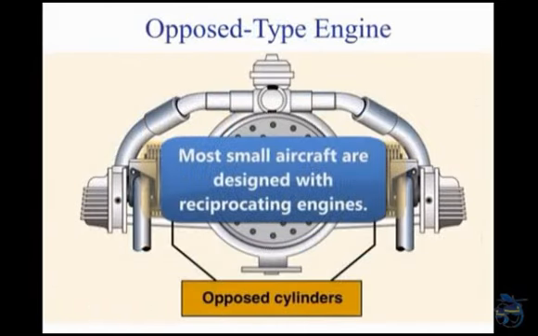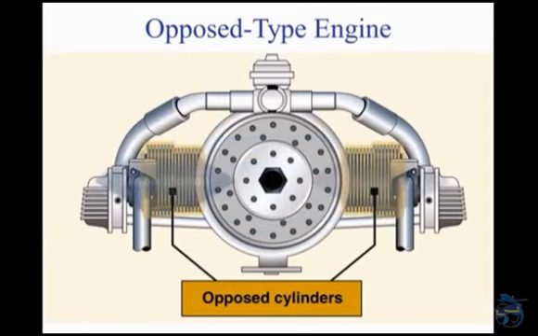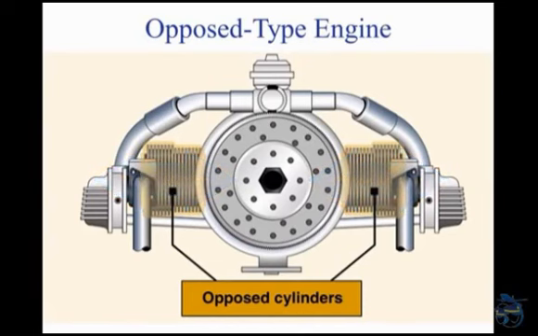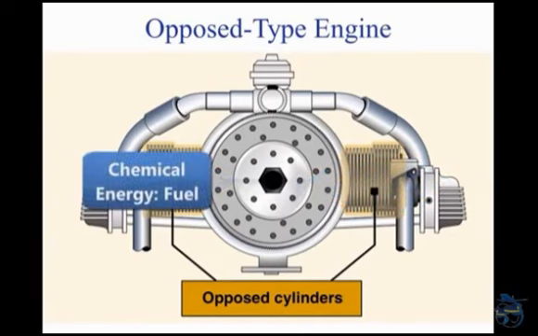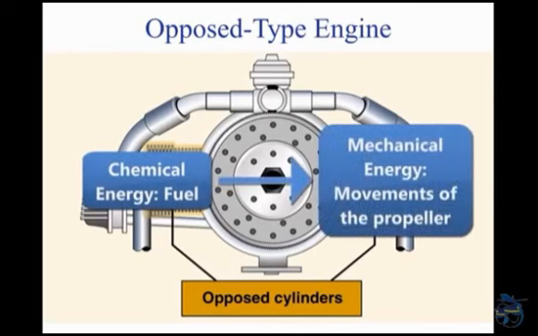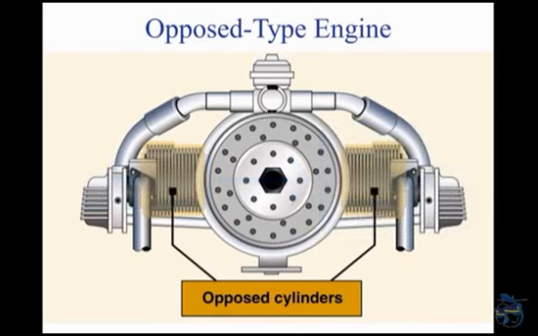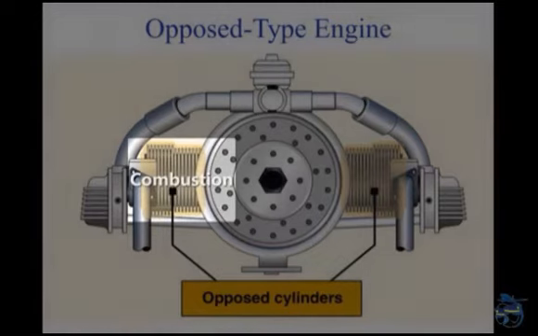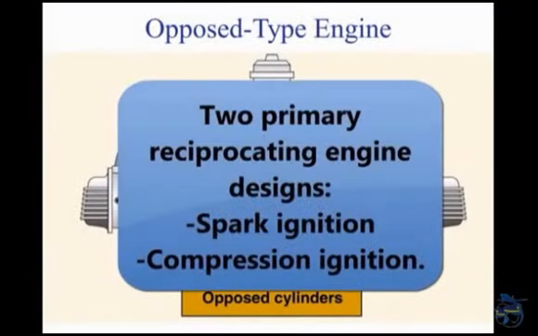Most small aircraft are designed with reciprocating engines. The name is derived from the back and forth, or reciprocating, movement of the pistons, which produces the mechanical energy necessary to accomplish work. Reciprocating engines operate on the basic principle of converting chemical energy, fuel, into mechanical energy. This conversion occurs within the cylinders of the engine through the process of combustion. The two primary reciprocating engine designs are the spark ignition and the compression ignition.